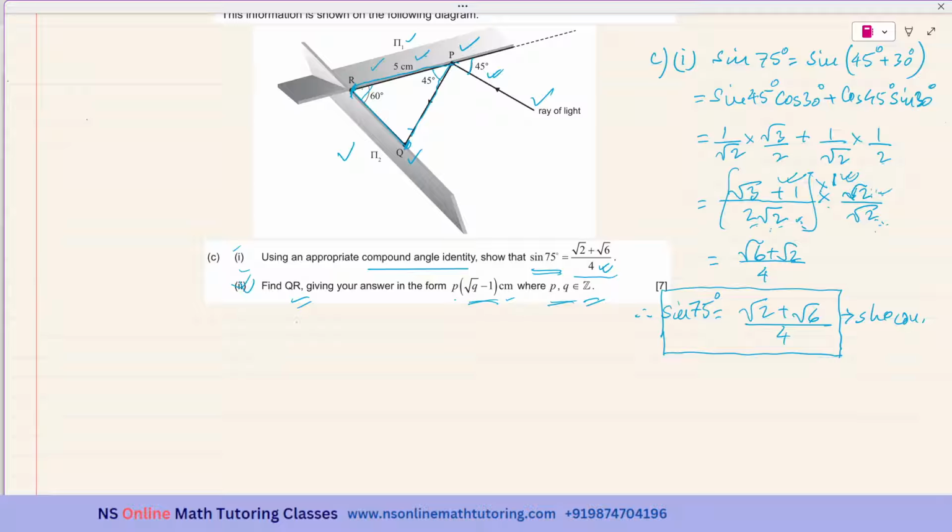Obviously we can find the third angle. What will be the third angle? 60 plus 45 is 105. The sum total of the three angles is 180 degrees, so the third angle will be 75 degrees. So you see the relation. We have just now found the value of sine 75 degrees, and this angle is 75 degrees. So we know what rule we have to apply. This is the sine rule that we will be applying.